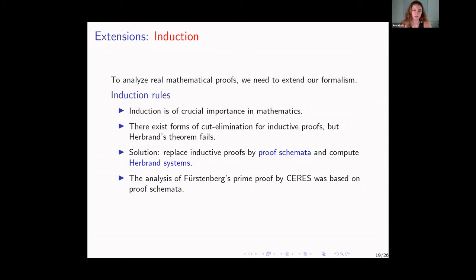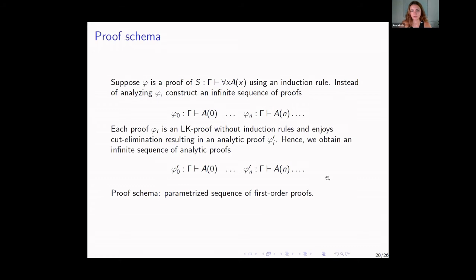However, there is a way to get something which is very similar to that. We replace inductive proofs by proof schemata, and then we compute Herbrand systems. And this is also what was done in the analysis of Fürstenberg's proof. So to give you the idea of a proof schema, I have this slide here. Suppose we have a proof phi of some sequent S, which is of the form gamma sequent for all x A of x. And suppose now this proof uses an induction rule.